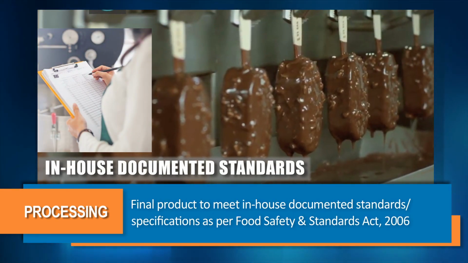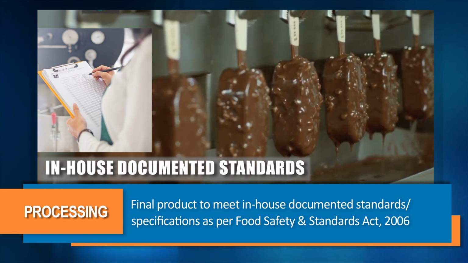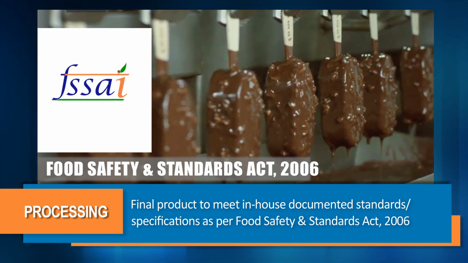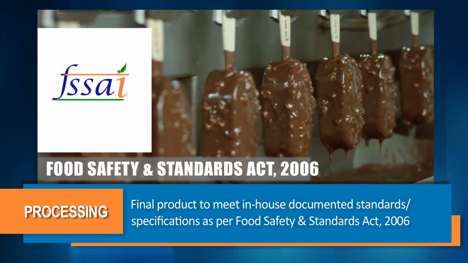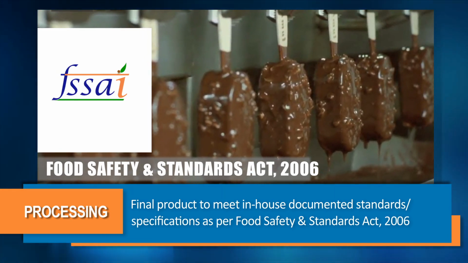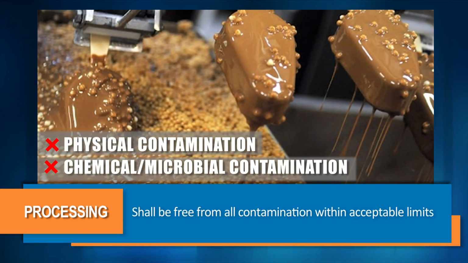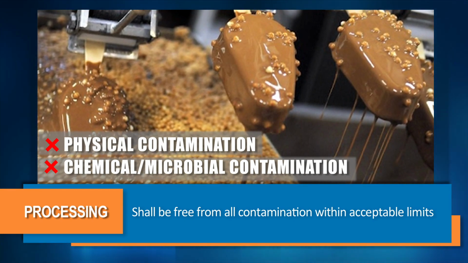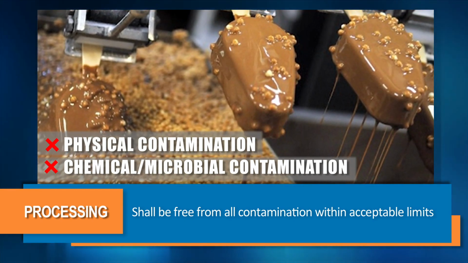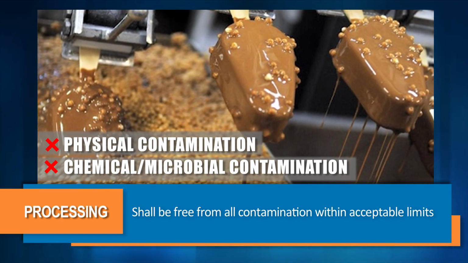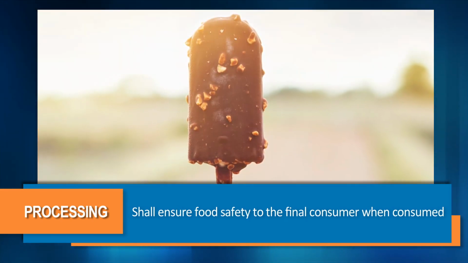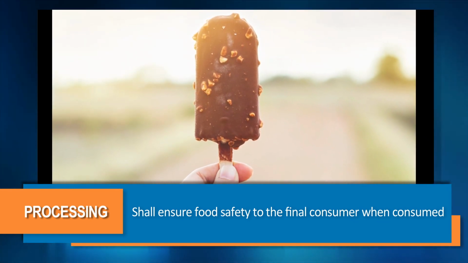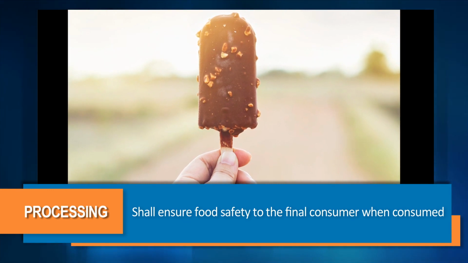The final product shall be able to meet the in-house documented standards and specifications as per the regulations under Food Safety and Standards Act 2006. It shall be free from any physical contamination, and chemical or microbial contamination should be within acceptable limits. It shall ensure food safety to the final consumer when consumed as per its intended use.